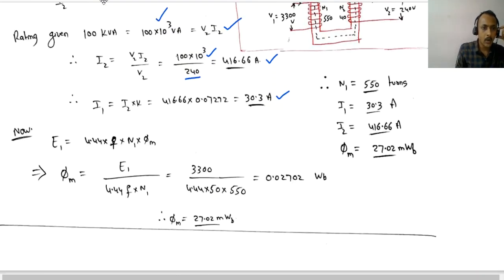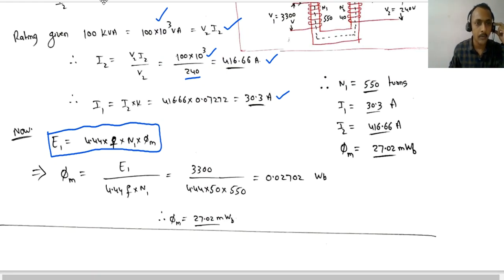E1 equal to, this is one more basic. To solve this entire problem, two important basics we have used. If you know those two formulas, then only we can solve the problem. One is E1 equal to 4.44 F N phi m. Now he is asking what is the maximum flux density, phi m. It is simply E divided by 4.44 F into N1.